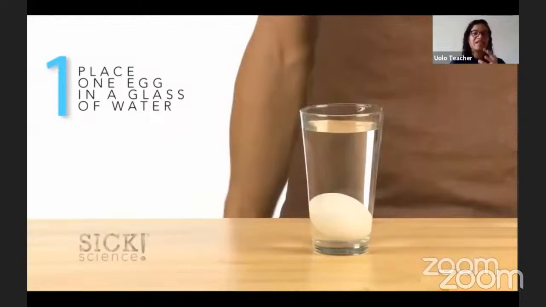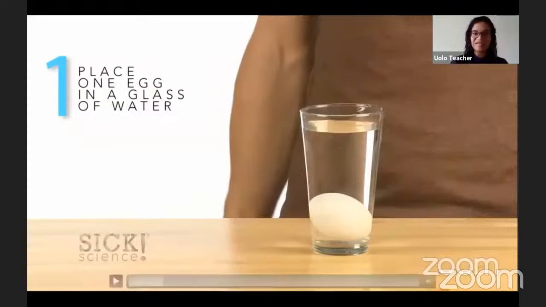Because the density of fresh water, this is fresh drinking water, is less than the density of the egg. If the water density is less, anything you put inside it is going to sink. So if we have to avoid things from sinking, what do we have to do? We need to make the density of water very high. So we need to increase the density of water. And how do we increase the density of water?